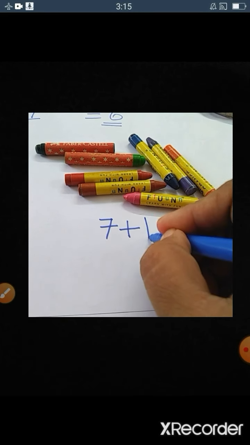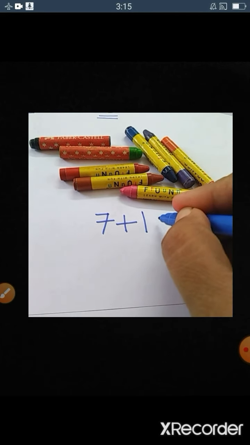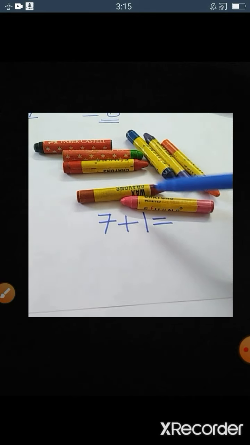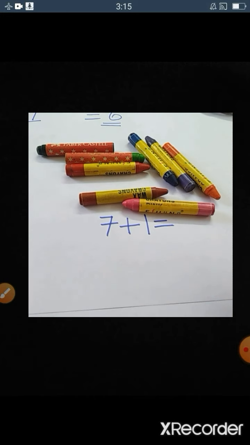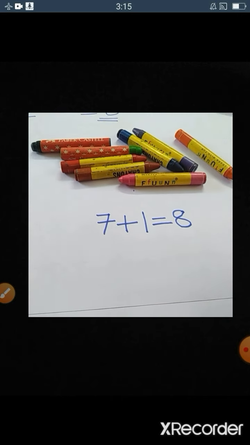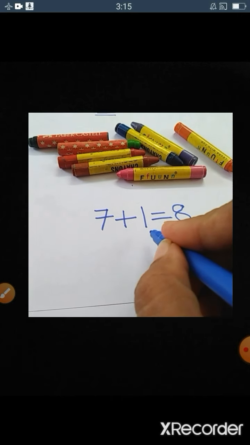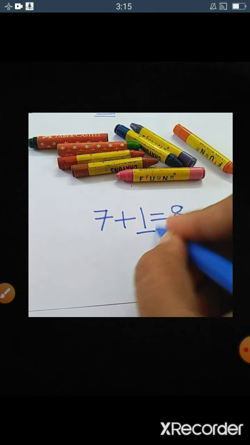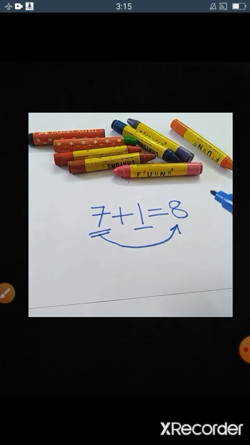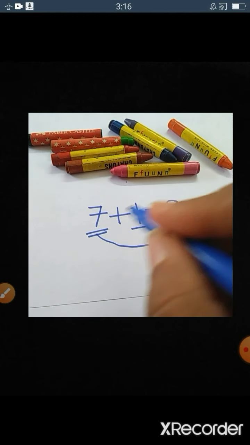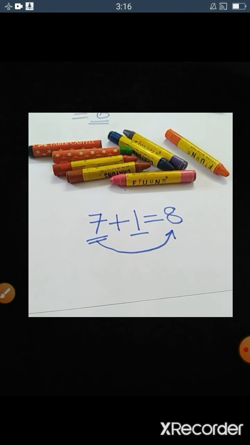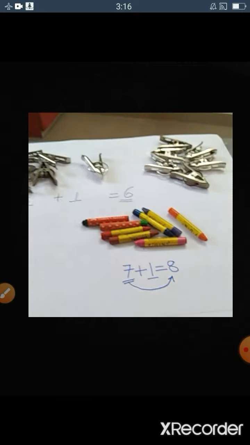So I am writing plus 1. So now how many crayons are there? Just count. 1, 2, 3, 4, 5, 6, 7, 8 crayons are there. So we got the answer 8. Means again we got the same thing, that whenever we are adding 1 to a number, we get the number after. What comes after 7? 8. So 7 plus 1 is equals to 8. This is our third property of addition.